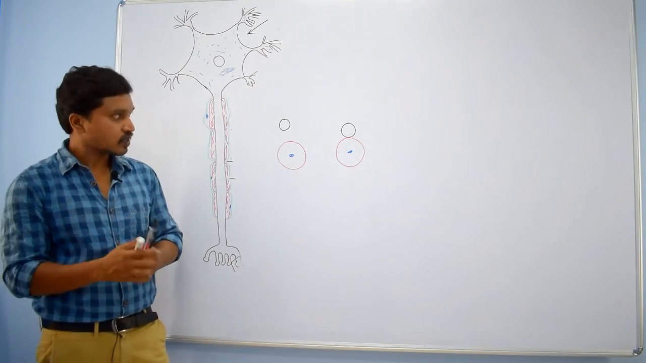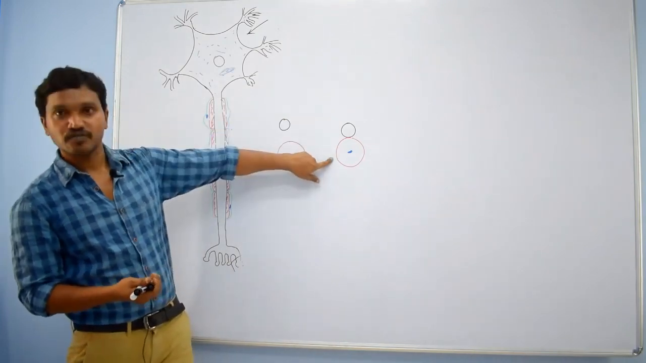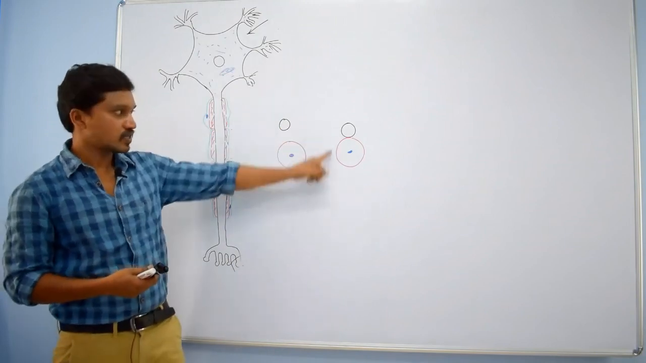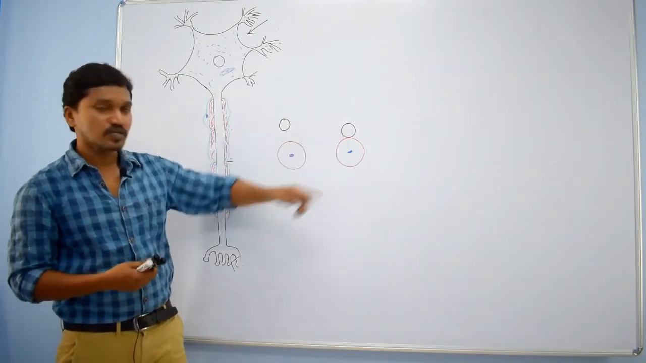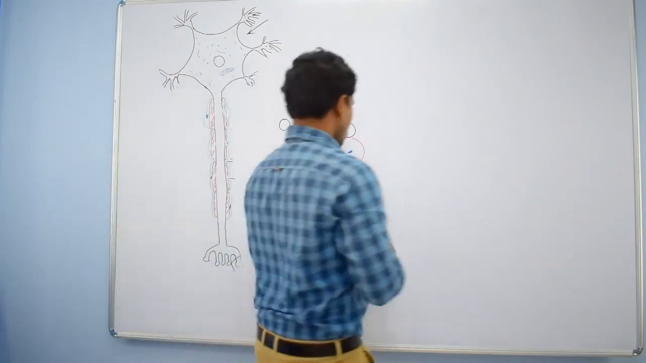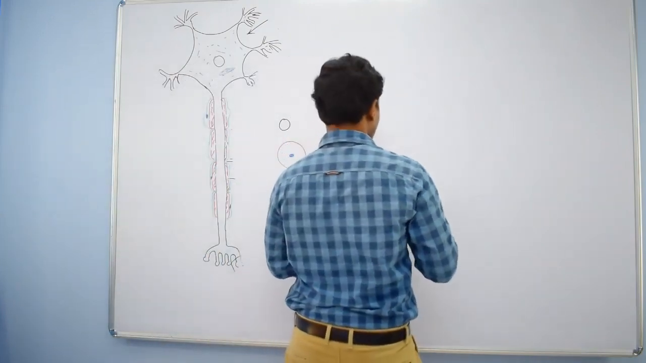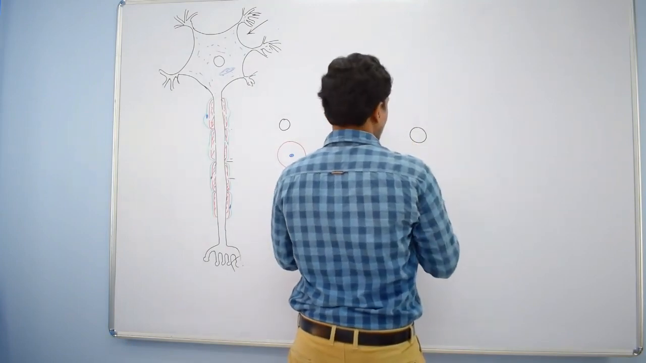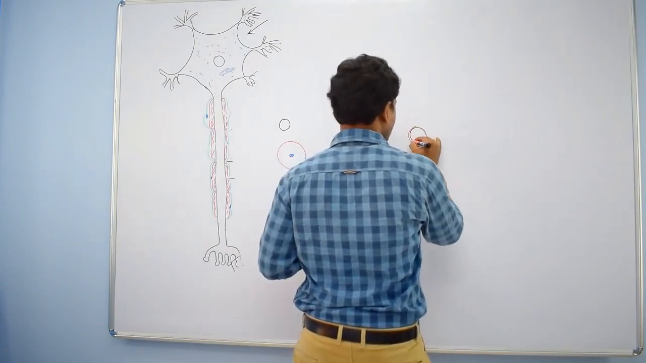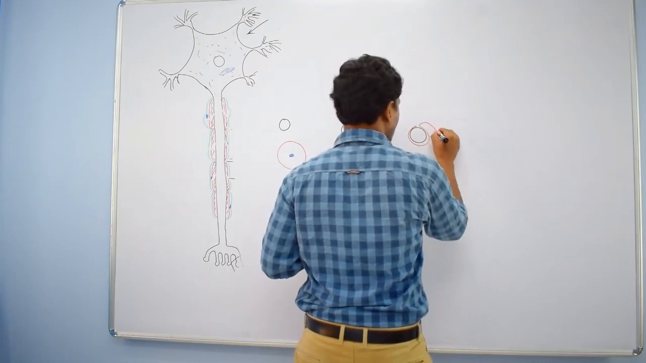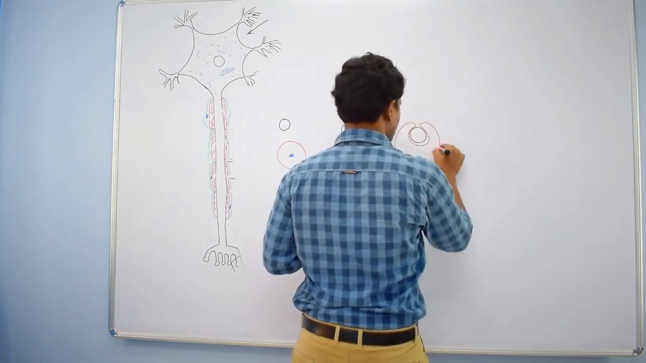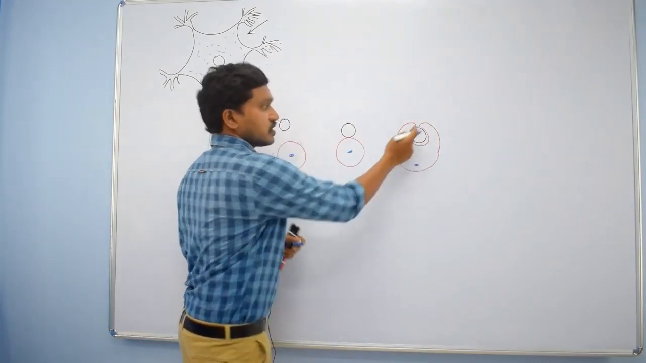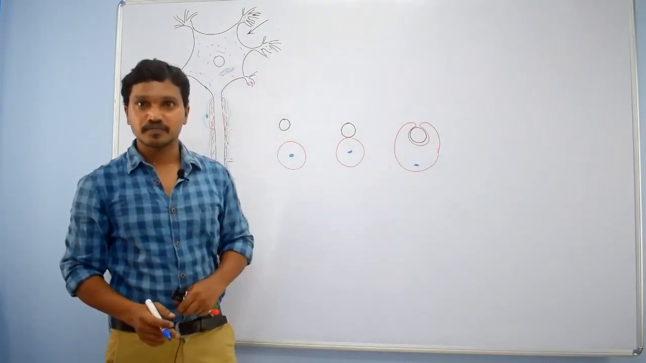Next, invagination of the axon into the squamous cell. Invagination of the axon into the squamous cell. So here is an axon, and this axon invaginated into the squamous cell like this. See here, invaginated.